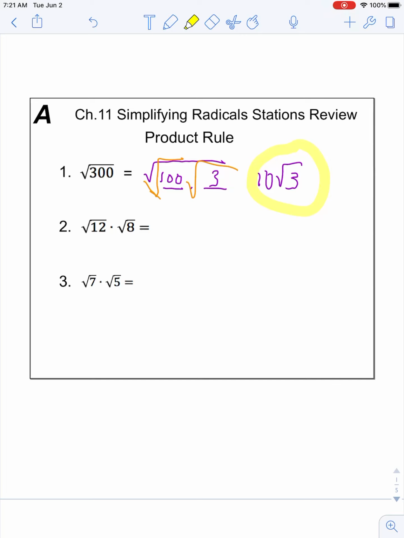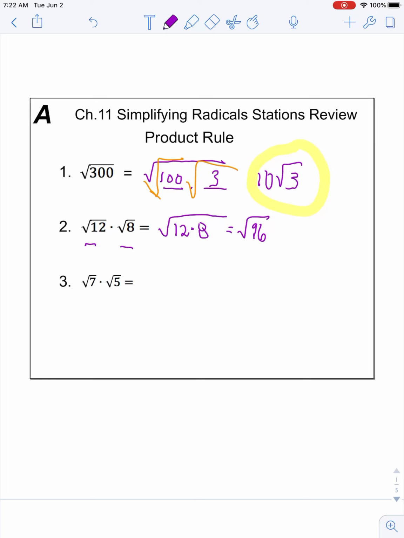Question number 2 is kind of using the product property in reverse. Now when we have these two square roots multiplied together, neither one of those is a perfect square, so we're going to put them back under the same radical and multiply them together. And that gives us a square root of 96.